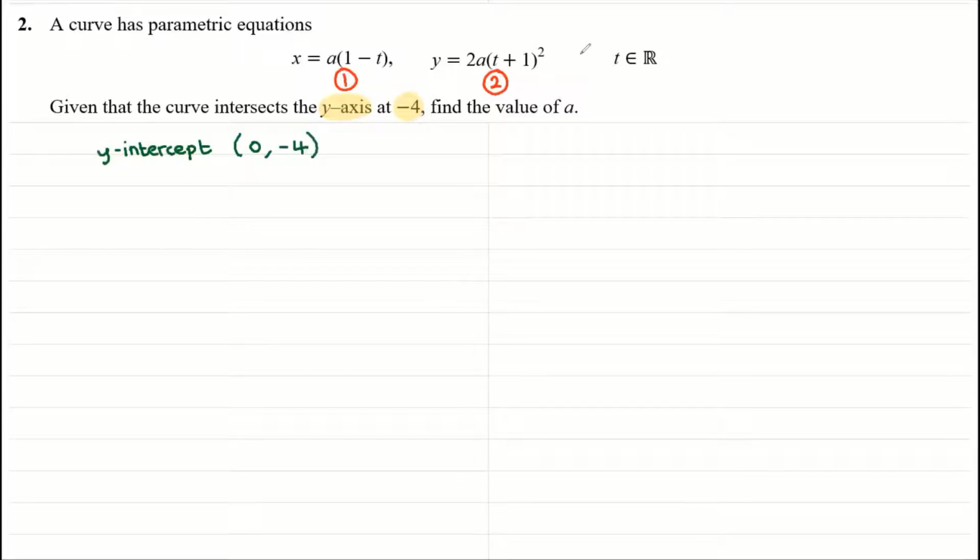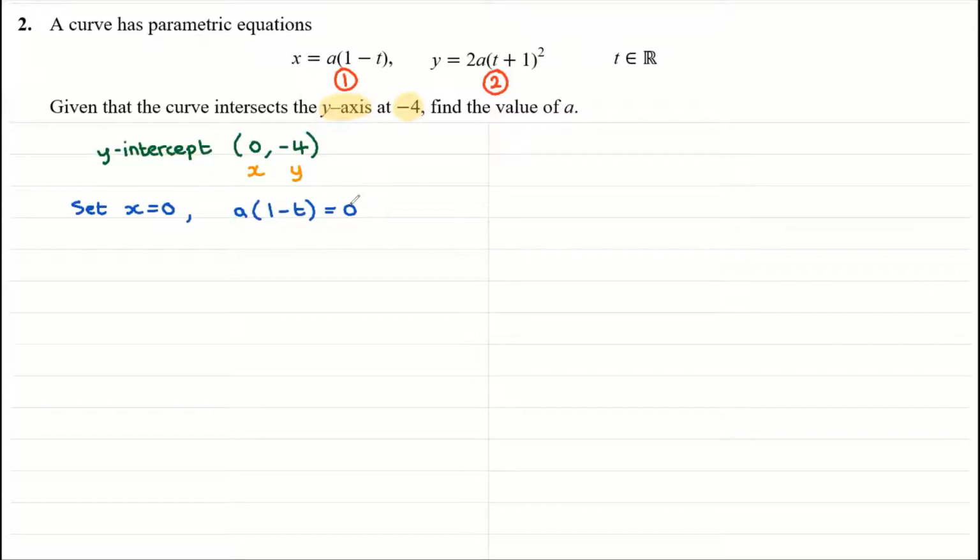And obviously, we know all about coordinates. This is the x value. This is the y value. So if we set x equal to 0, that might help us along the way. So let's do that first. So set x equal to 0. Now, if we do that, we get this interesting result. So we get a multiplied by 1 subtract t is equal to 0. And this is factorized. So that means either a is 0 or 1 subtract t equals 0.